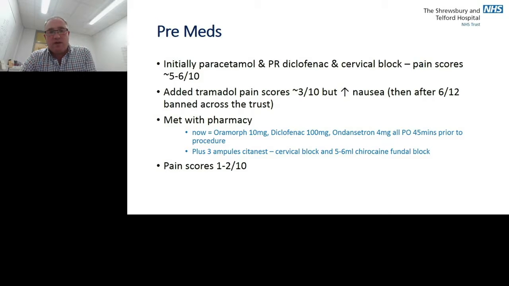We also do a cervical block using 3 ampules of Citanest, and I split that around at 12 o'clock, 5 o'clock, and 8 o'clock on the cervix, using the dental needle and getting it as deep as we can. We also use 2.5 milligrams per mil of Chirocaine, and I use around 5 to 6 mils of this for the fundal block, and we'll see a video on that shortly. This has left us with pain scores of around 1 to 2 out of 10 for most patients.